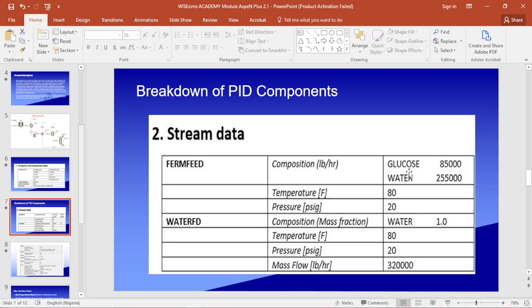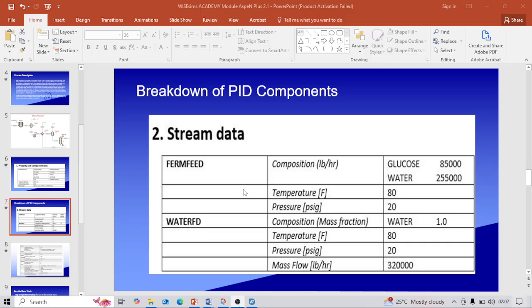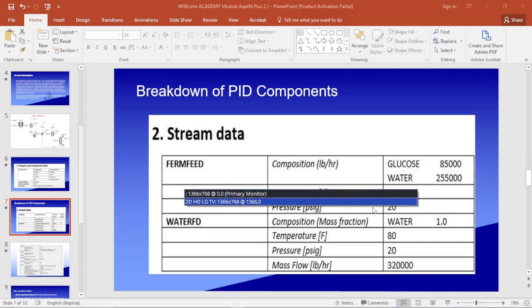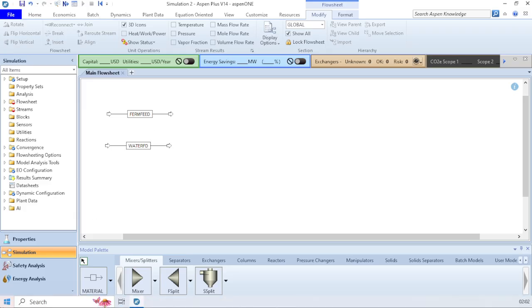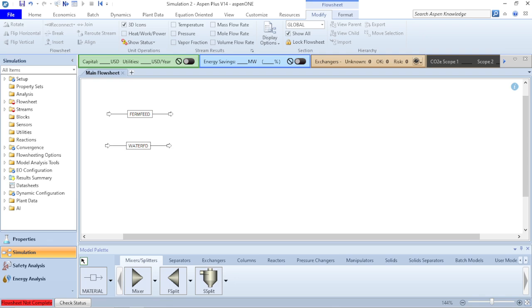This is what it contains: glucose and water. And then we have the water feed. Let me just give the names. The first one is ferm feed, and this one is water feed. For this particular one, let's start with the ferm feed.